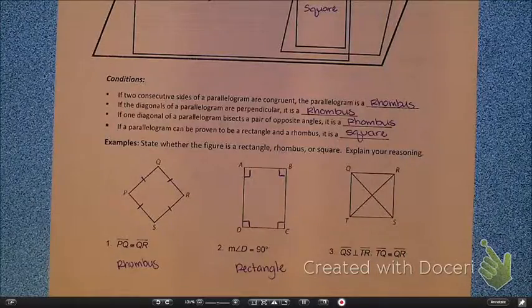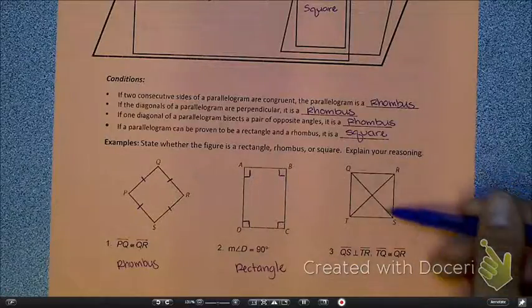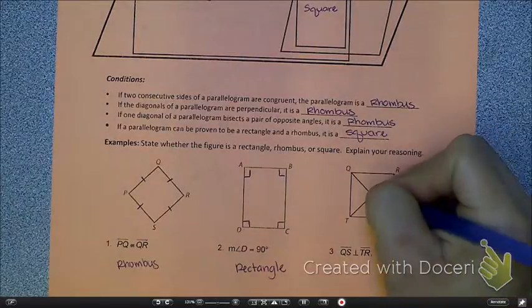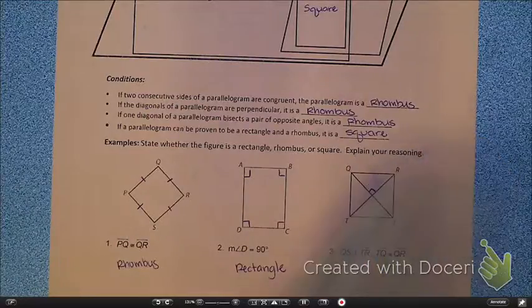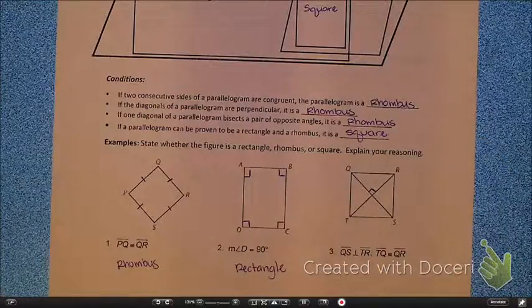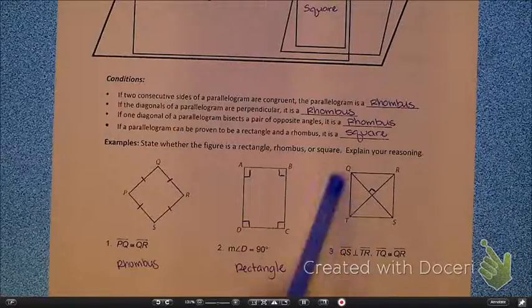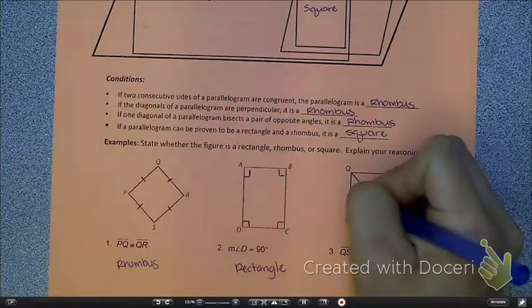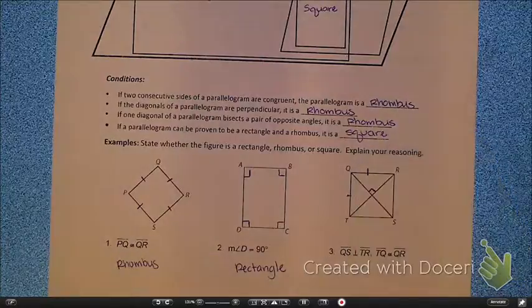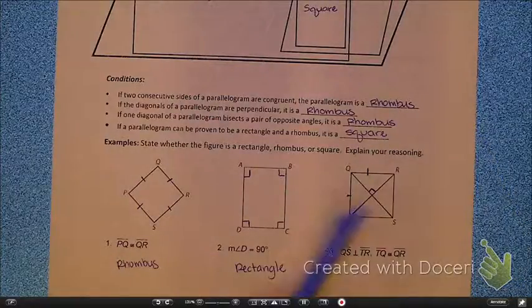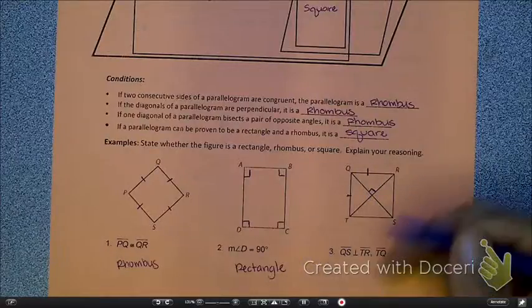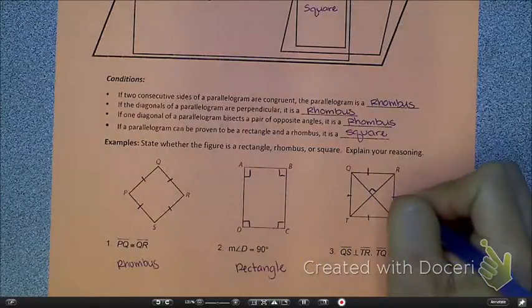All right, and then last, okay, it says that in this shape here, QS is perpendicular to TR. I'm going to mark that, QS right here, and TR are perpendicular. That means they're creating a right angle. So I'm marking it. It also tells us that TQ is congruent to QR, so that these ones are congruent. Okay, so if those are congruent, then these are congruent right here.